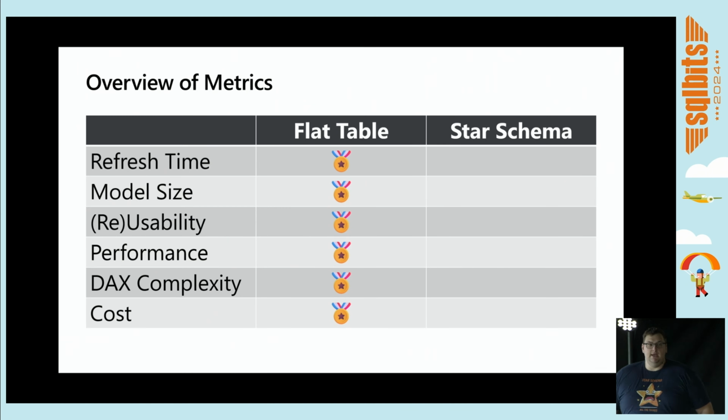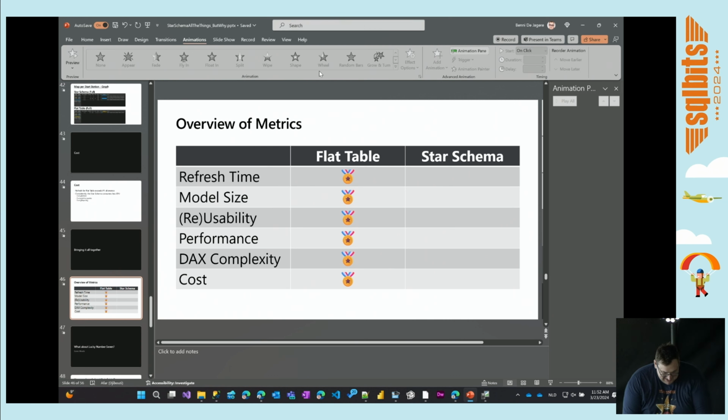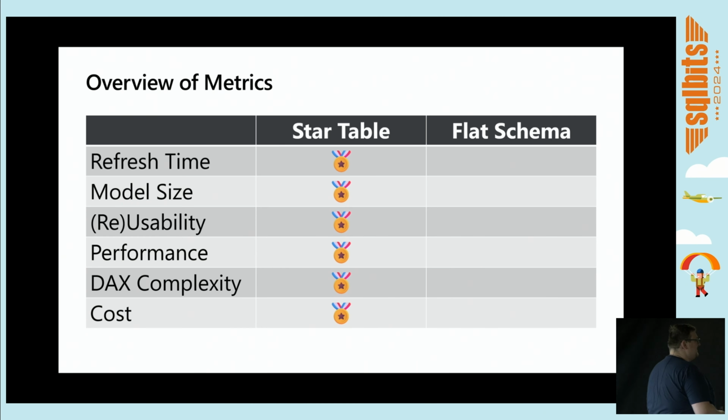Now, if I bring this into a big overview, for a session that's titled Star Schema All the Things, this should not be a big surprise. I'm seeing consistent numbers, some consistently better results on the star schemas for all of these things. So I think you should be convinced right now.